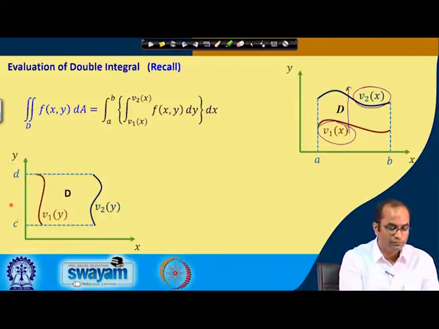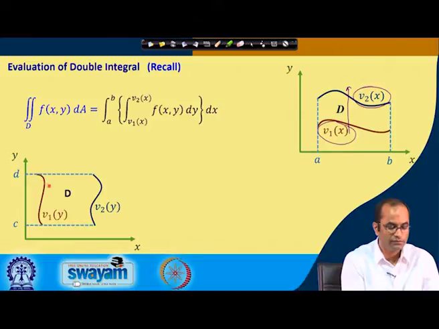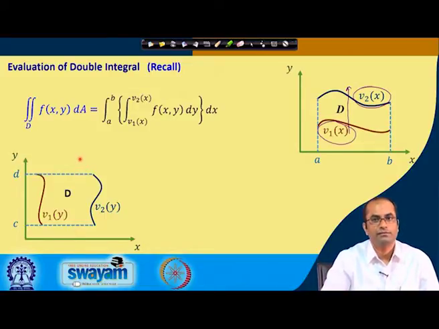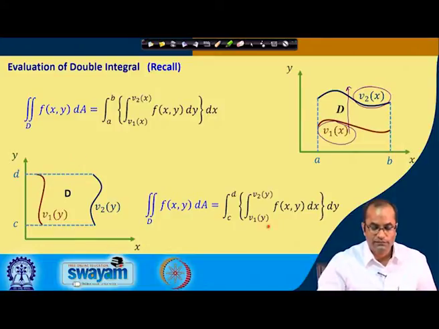Or we have this domain, for instance. In this case we have to consider first the integration with respect to x, because it is easier to set the variable limits for x. So the limit of x will be from v1(y) to v2(y), and then in the second step we will do the integration with respect to y. So here we will have this integral, the inner one with respect to x, the limits will be v1(y) to v2(y), and the outer one will have the limits from c to d.